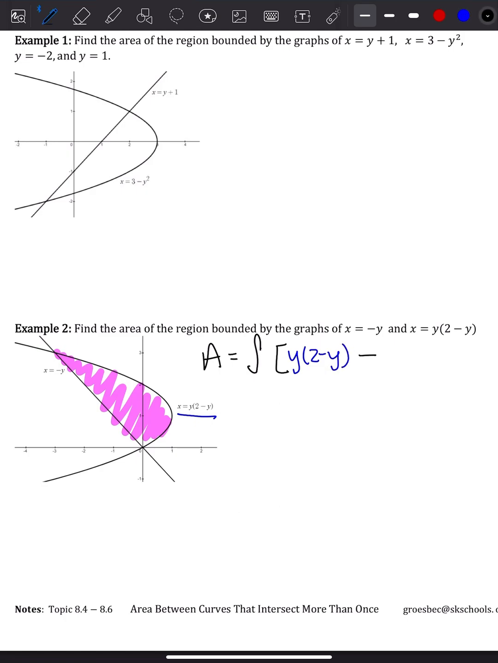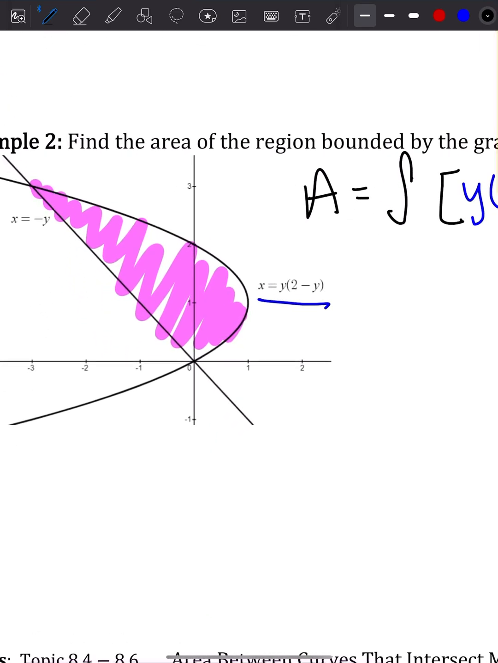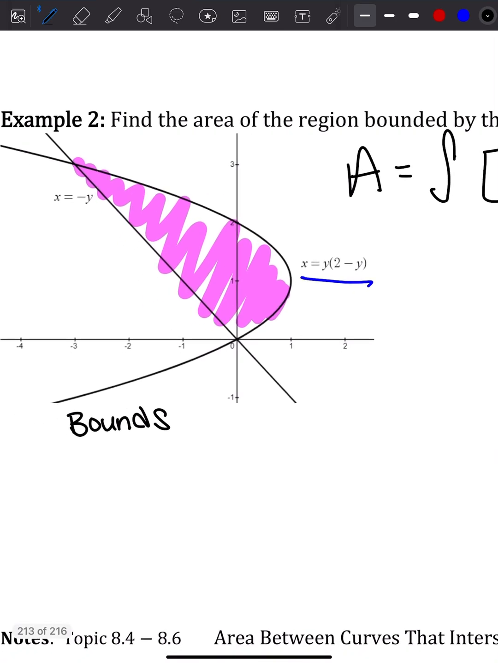We are going to subtract our left function, and that happens to be the other one. So we have the integral from the bounds that we're going to find of y times 2 minus y, subtracting negative y, dy. So what we need to do is find the bounds. In order to find our bounds, we want to know where these two functions cross, where they're equal to each other both for x and y. In order to do that, we're going to take our two equations and set them equal to each other.